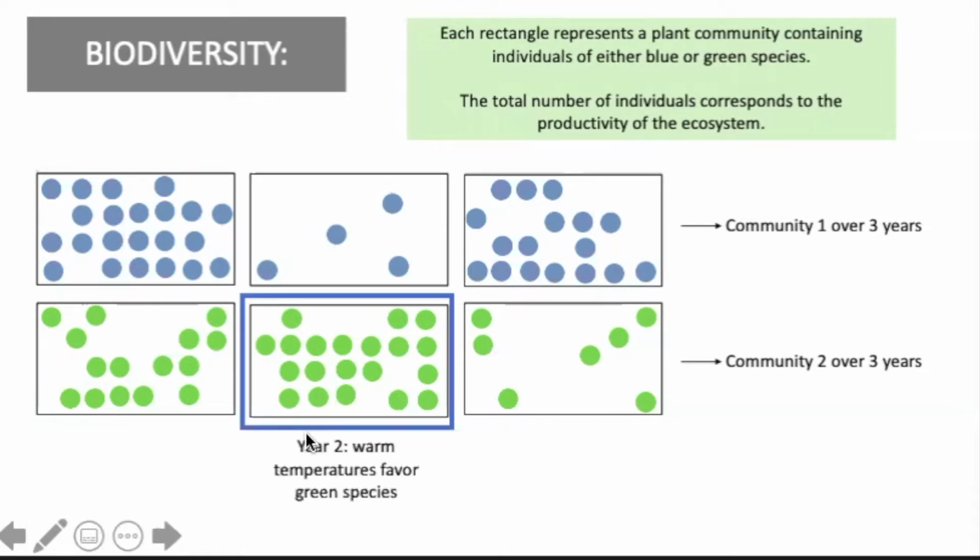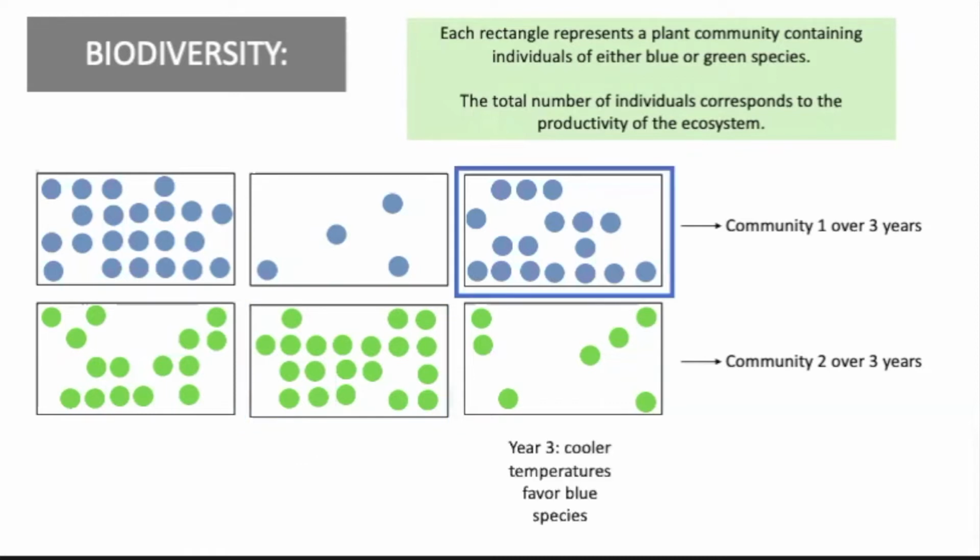However, when we move over to year 2, it seems that the green species is being favored over the blue. The community that contains these green species is actually thriving in these warm temperatures, while the blue, their numbers are kind of dwindling. If we transition to year 3, the cooler temperatures look like they're favoring the blue species, while it's having the opposite effect on the green species. This is a very natural phenomenon of interannual climate change, where the temperatures go up and down.